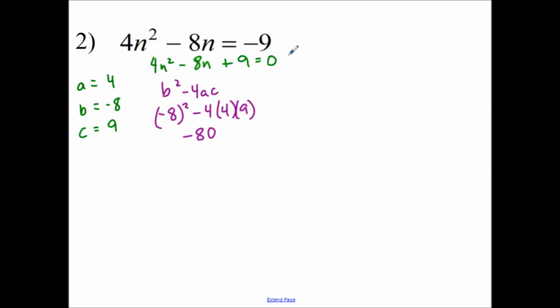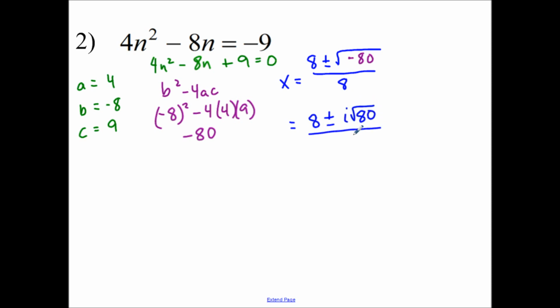Now we can jump into our quadratic formula. So we've got x equals negative b, so positive 8, plus or minus the square root of the discriminant, negative 80, all over 2a, which is 2 times 4, 8. Simplifying this, 8 plus or minus, well, because it's a negative under here, I've got to take the i out first. i times the square root of 80, all over 8.